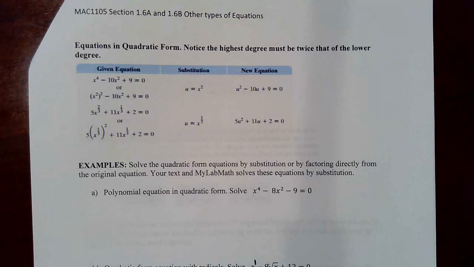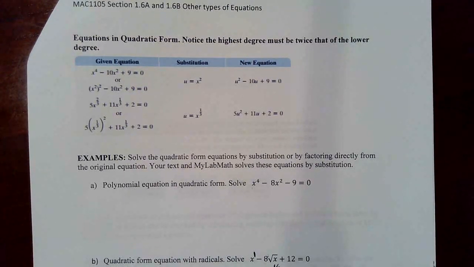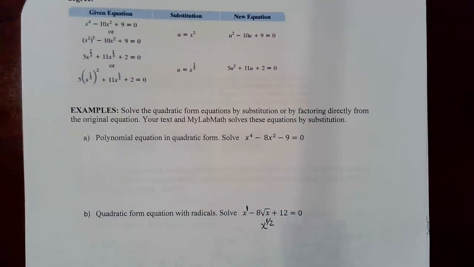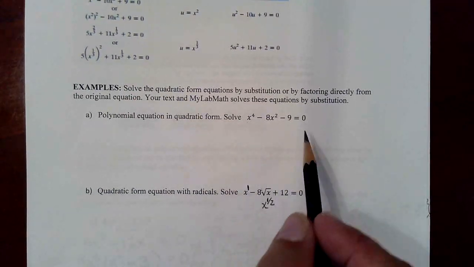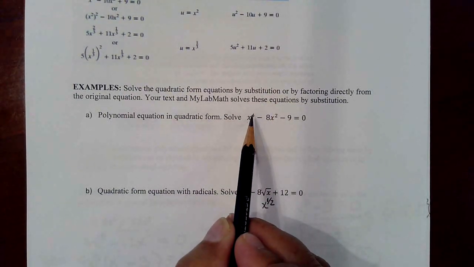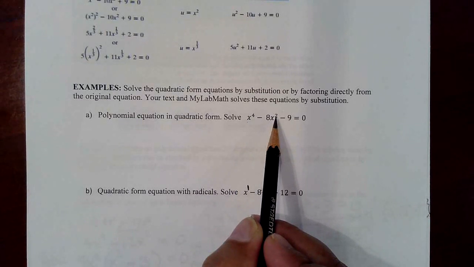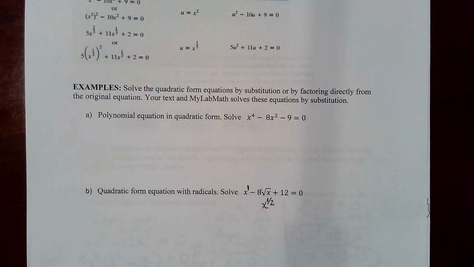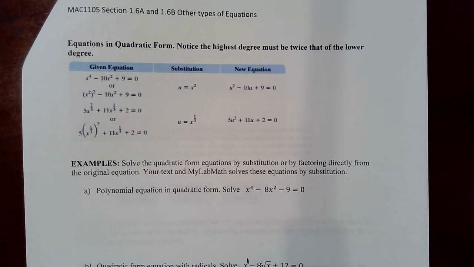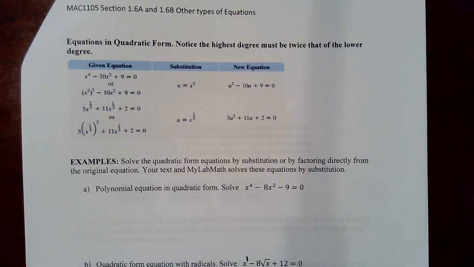Okay, this is a continuation of section 1.6, MAC 1105. We have moved on to the last type of equation in this section, which are equations in quadratic form. As we discussed in the last video, these are equations that have three terms, and the higher power is double the lower power. We're going to use the method of substitution. Several examples are given here at the top, but I'll also be demonstrating examples by doing parts A, B, and C.